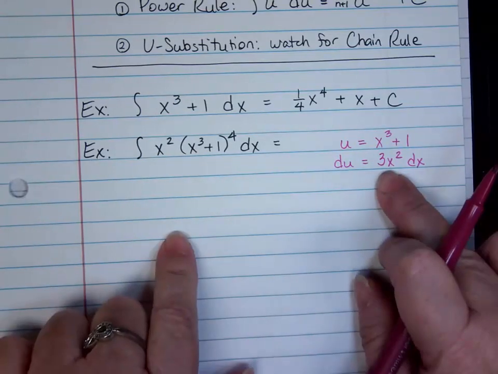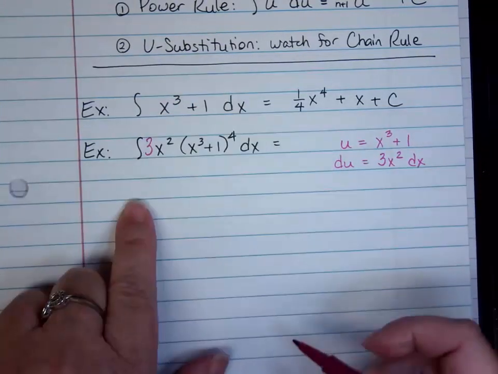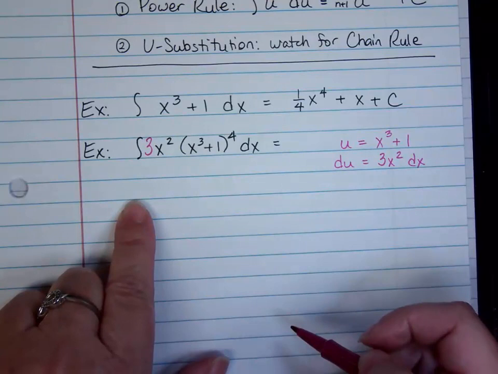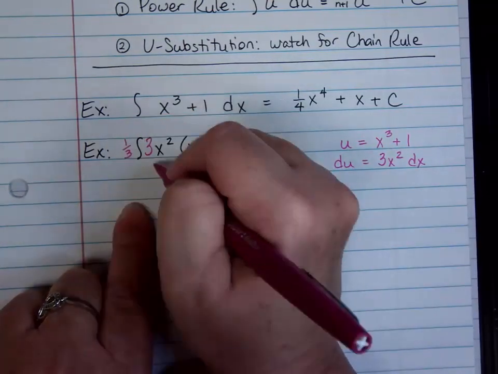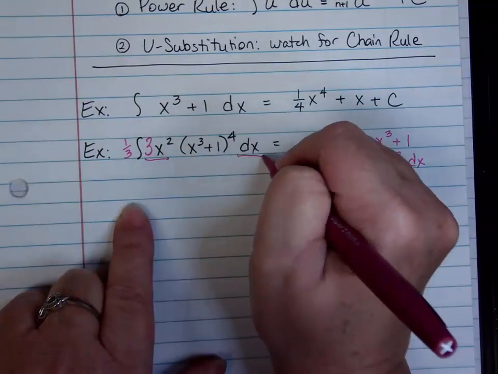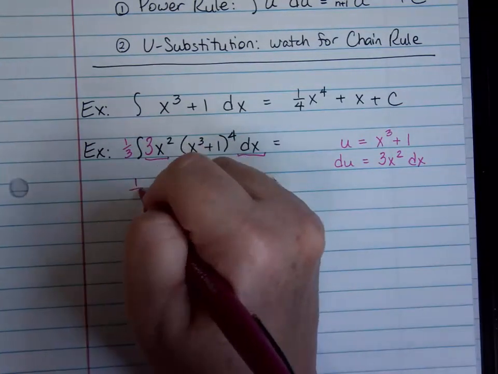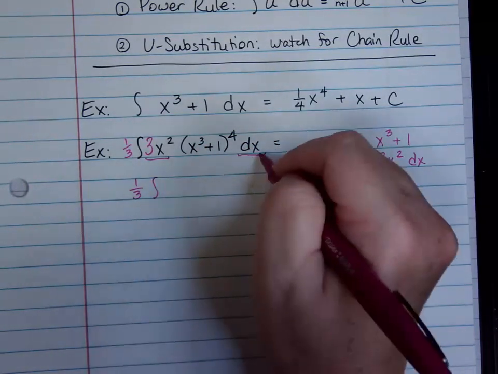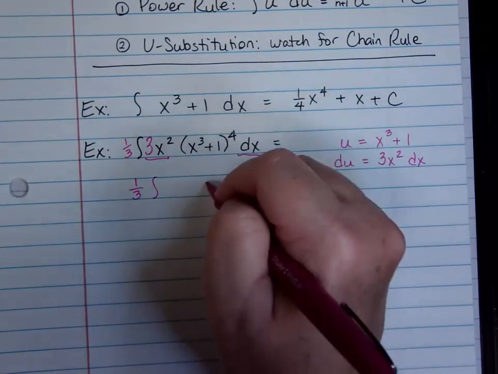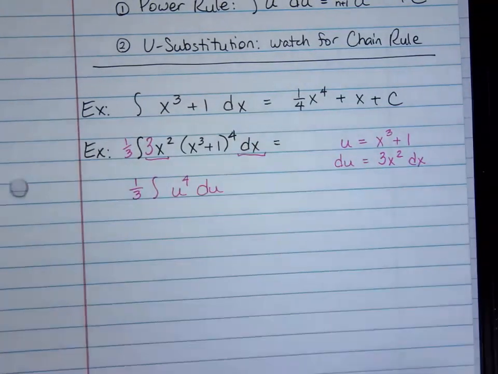Look at my du. What's it missing over here? 3. I need the 3, so put the 3 in there. And what needs to go outside in the front? 1/3. I'm going to underline the stuff that creates du to separate it from everything else. So now I go to the next step and I write 1/3 integral u to the 4th du. The two things that I've underlined are the du, and the rest of it is u to the 4th.